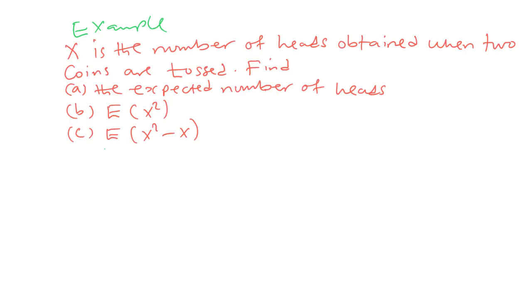Let us apply these three properties in solving this problem. So, example. Ladies and gentlemen, this is a question that we can easily solve. If you want, you can do the possibility space, but we can even do without the possibility space.